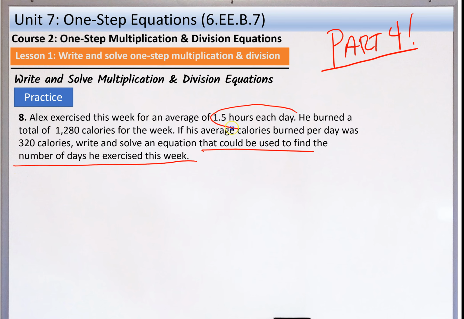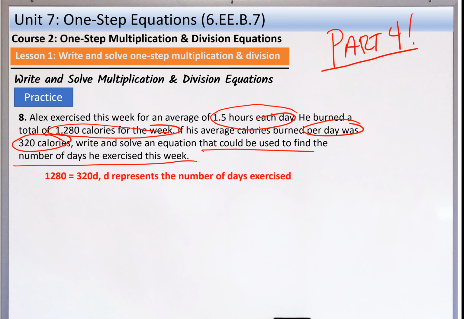So this 1.5 hours each day doesn't really help us at all. We need to know he burned 1,280, and it was 320 per day exercising. So the equation is 1,280 equals 320 times some number d, and we'll let d represent the number of days he exercised. So 320 a day equals 1,280 total. That will help us find the number of days.